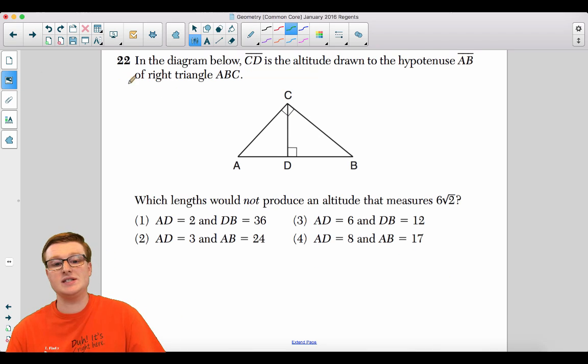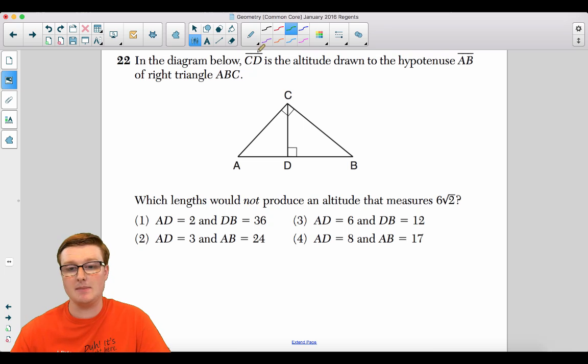Moving on to 22. In the diagram below, CD is the altitude drawn to hypotenuse AB of right triangle ABC. Which lengths would not produce an altitude that measures 6 radical 2? So we're trying to find the length of the altitude. Your teacher should have taught you one of the following ways. I call this the heartbeat method.